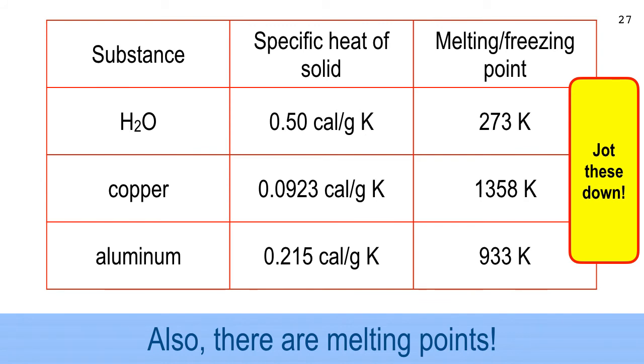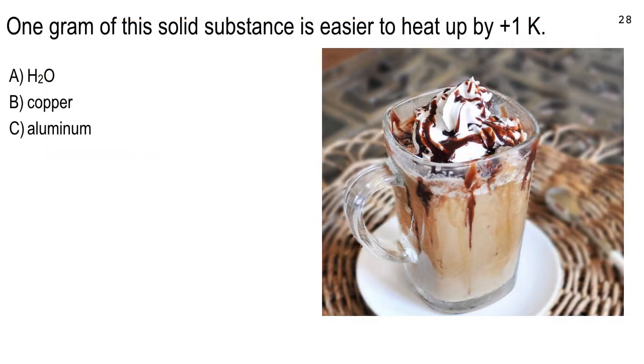So if you've got these jotted down in your notebook, let's go ahead and do a clicker question, just to see if you get this concept of specific heat and what specific heat tells you. So let me get the question going here. One gram of this solid substance is easier to heat up by 1 Kelvin. Which one is it? A, B, or C?